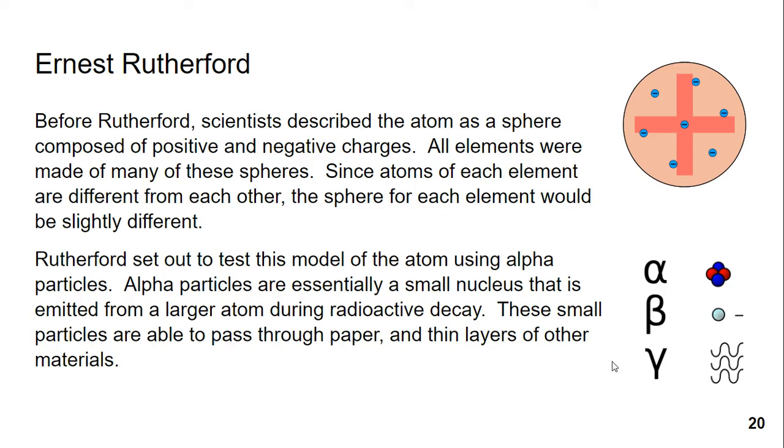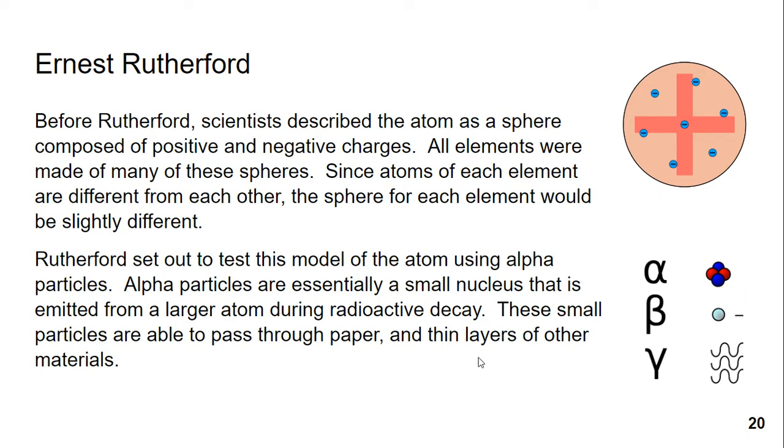So, before Ernest Rutherford, scientists described the atom as a sphere, like a marble or a ball, that was composed of positive and negative charges that were mixed together. They thought that all elements were made of many of these spheres. Since atoms of each element are different from each other, the sphere for each element would be slightly different. So there are some parts of that description that are true, like the presence of positive and negative charges, and the fact that atoms of each element are different from each other.